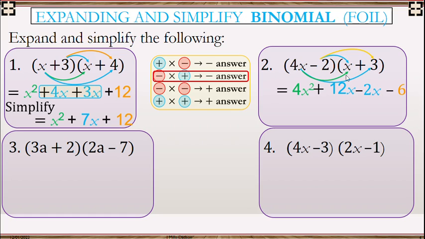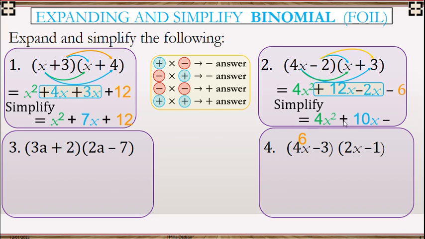And as usual, the middle term has to be simplified. So when you simplify the middle term, you're going to have 4x squared plus 10x minus 6. Sorry for the formatting. So we have 4x squared plus 10x minus 6.